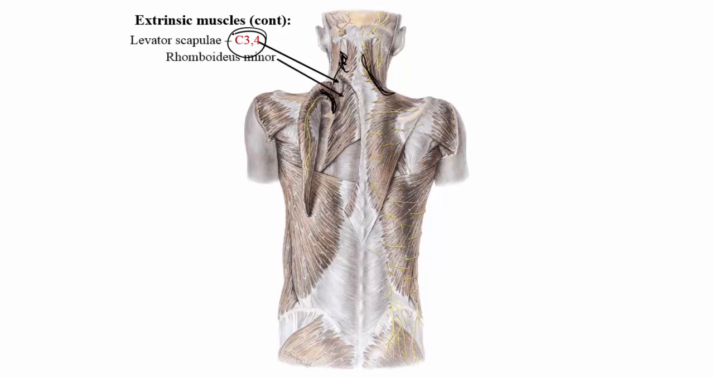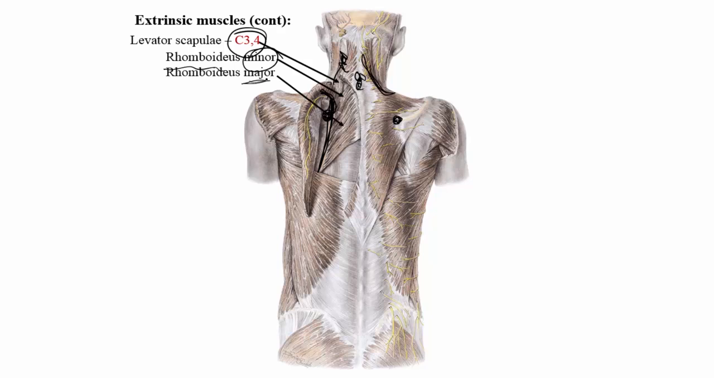Down below it, inferior to it, is the rhomboid minor muscle. Rhomboid minor attaches to the vertebral edge of the scapula right at the level of where the spine of the scapula is. In other words, right underneath this point right here. So that's rhomboid minor, and it ascends and attaches to lower cervical spinous processes. And below it is rhomboid major.